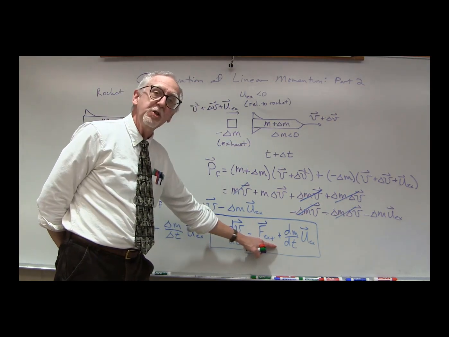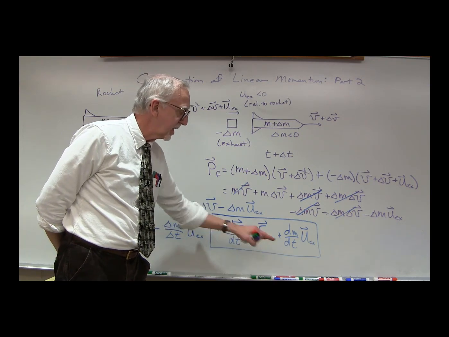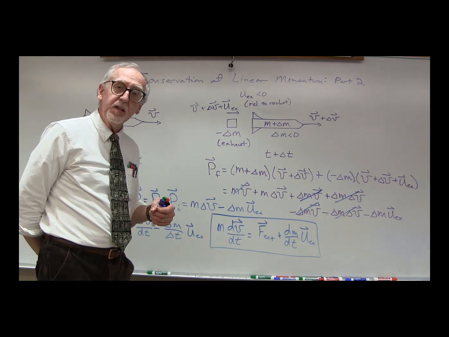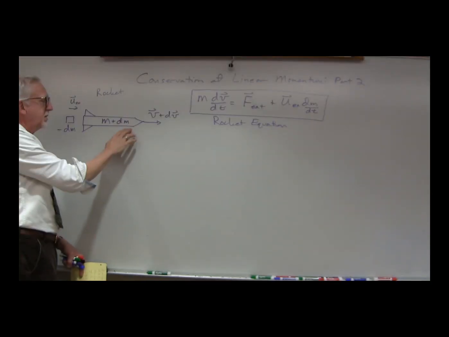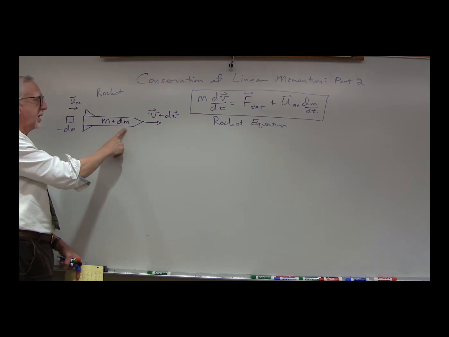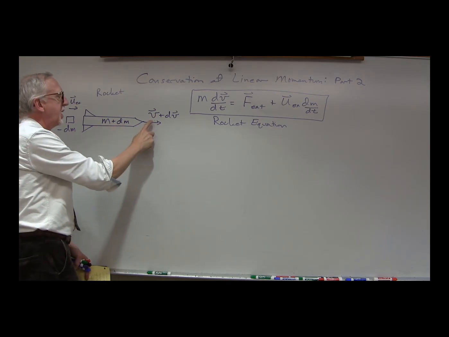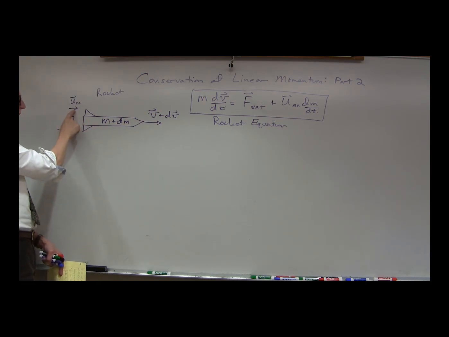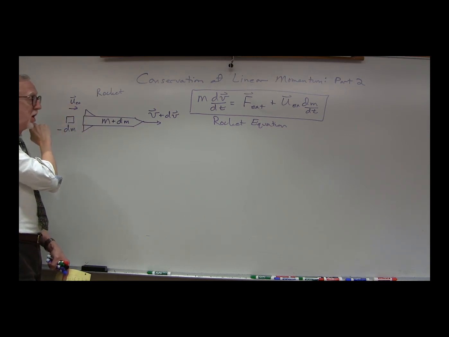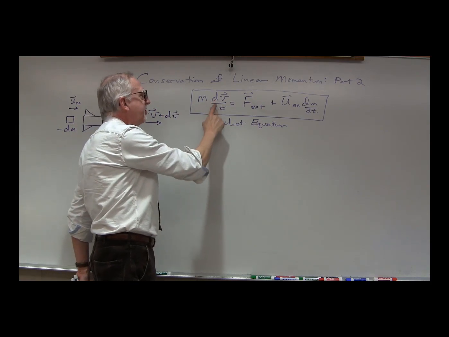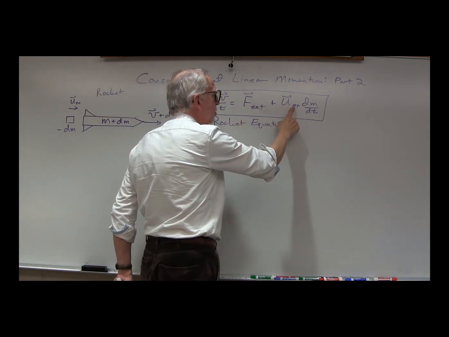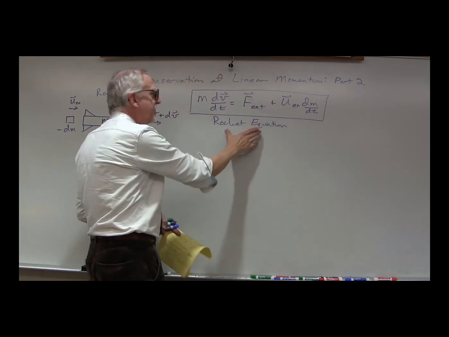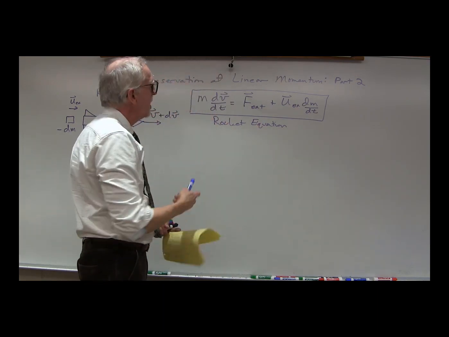Let's take a look. What's the solution of this? Can we solve this and figure out what the velocity of the rocket is going to look like? So let's remember what we have. We've got the rocket with a changing mass, m plus dm, infinitesimally. The velocity is changing, v plus dv. We've got the exhaust mass being ejected out the back at some relative velocity relative to the rocket of u exhaust. And what we found was that m dv dt was equal to F external plus u exhaust dm dt. This is called the rocket equation.